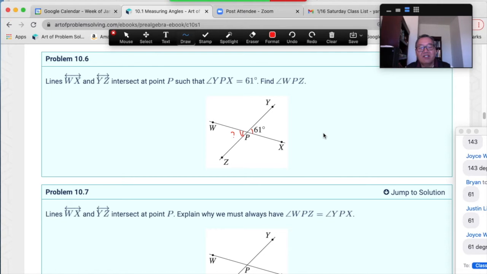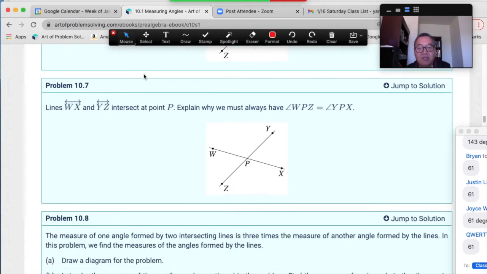This one is very easy. It just equals 61 degrees, because these two angles are called vertical angles. Vertical angles means if you have two lines intersecting at a point, then these two angles are against each other, on both sides of this point P. Vertical angles are always the same. They should equal 61 degrees because this one is 61 degrees. This one is very easy.